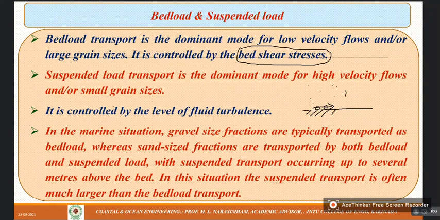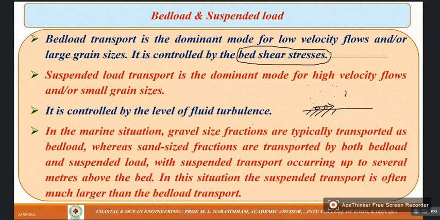Suspended load transport is the dominant mode for high velocity flows and smaller grain size. When the velocity is high, then the particles will be lifted. And similarly, when the grain sizes are small, they can be easily lifted. When the velocity is low, the particles will get settled and they will settle near the bed. Or if the particles are of larger size, then also due to their weight, they will settle.